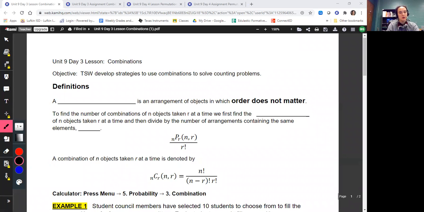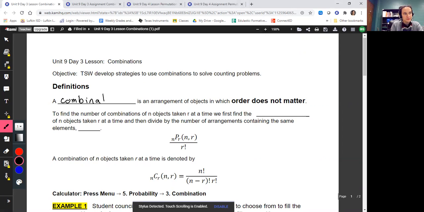Today we are going over combinations. And combinations are arrangements of objects where order doesn't matter. So we've talked about permutations, and permutations are arrangements where order does matter.